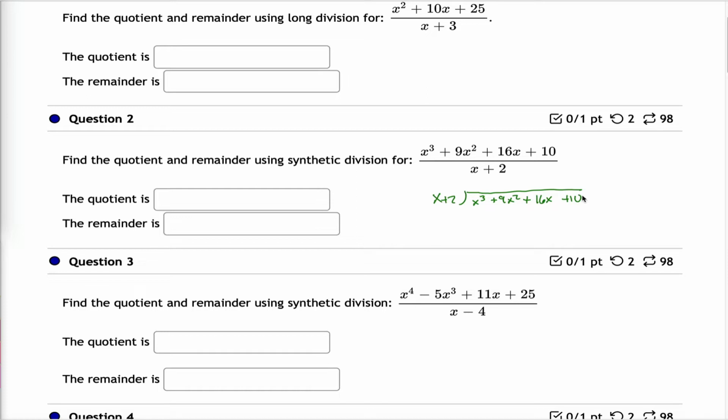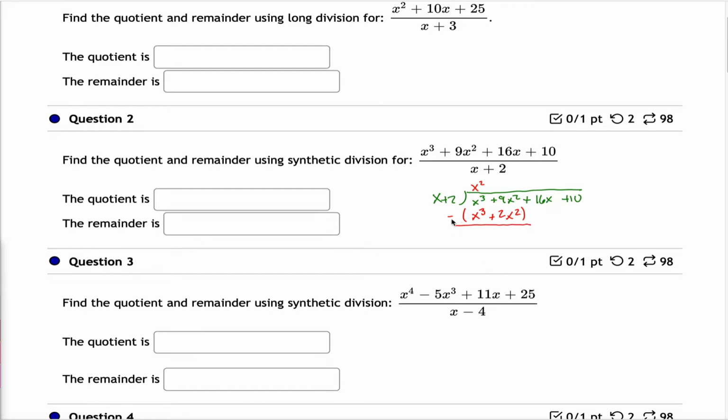The idea is you work from the left to the right and you want to get rid of this x cubed. How do you get rid of it? You put an x squared up there. Why? Because the next step in your algorithm is to multiply that x squared by x plus 2. So x squared times x plus 2 gives you x cubed plus 2x squared. The x squared times the x is the x cubed, and the x squared times the 2 is the 2x squared. Then, just like the long division algorithm, you subtract.